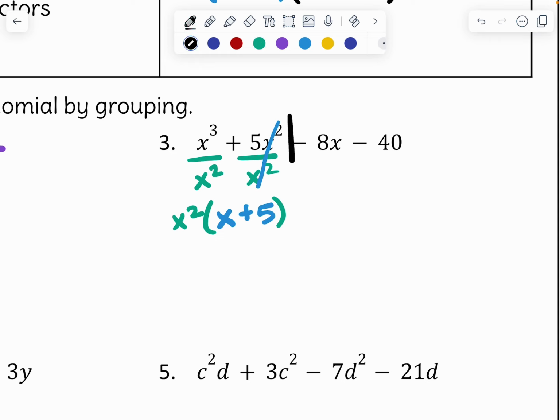Now again, let's figure out what to factor out on the right side and use the trick of negative 40 divided by 5. Negative 40 divided by 5 is negative 8, so I'm going to factor out negative 8 here. So subtract 8, and then divide. Negative 8x divided by negative 8, the negative 8 cancels, and I'm left with just x. Negative 40 divided by negative 8 is positive 5.